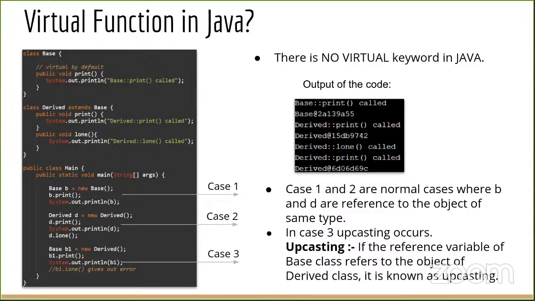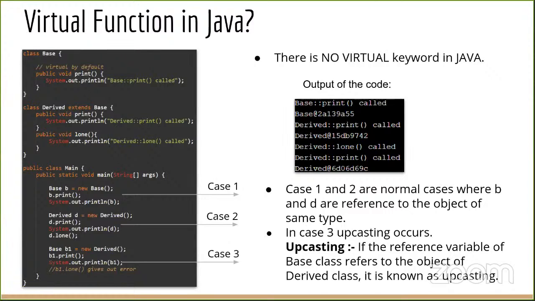So hello guys, I'm Ankit and I will be explaining to you about the virtual function in Java. So we saw a lot of C++ and a lot of virtual keyword everywhere where it was being implemented. So the thing is that in Java, there is no virtual keyword. In fact, all the functions or methods are virtual by default.